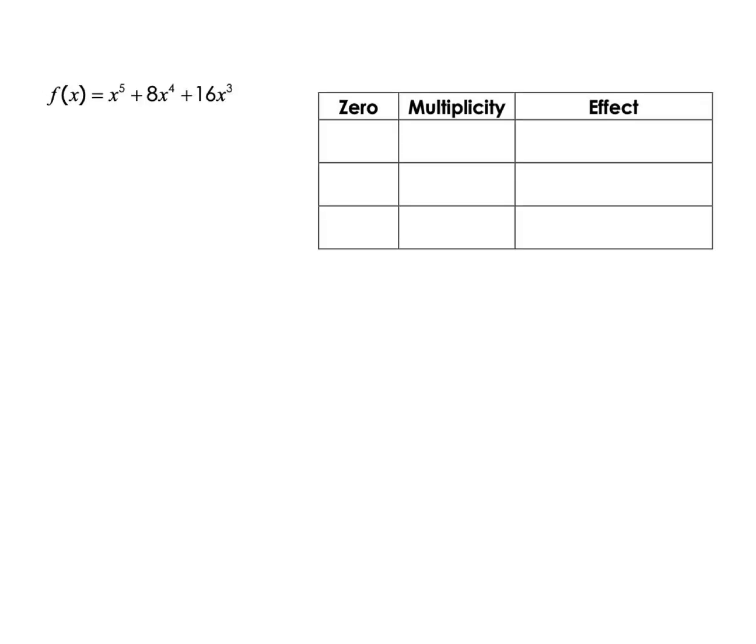Here we have x to the 5th plus 8x to the 4th plus 16x cubed. So we have to factor out first an x to the 3rd power. And then we get x squared plus 8x plus 16. So then we can factor this as x plus 4 times x plus 4 using our methodology that we discussed earlier. So then this will be x cubed times x plus 4 to the 2nd power.